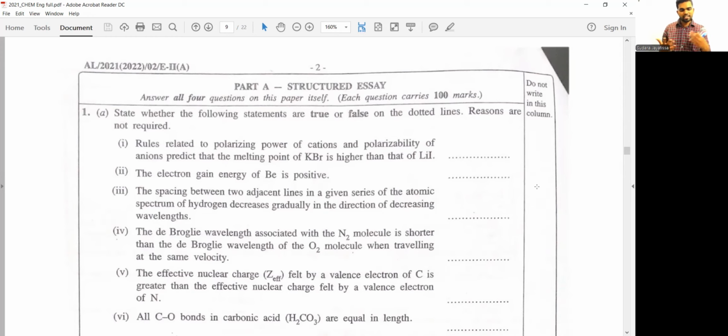Like I said earlier in the 2019 structured essay, if the ionic nature is more, then it is going to have a higher melting point. Understand? So it predicts, it's true, that KBr has a higher melting point because K plus has a lower polarizing power and Br minus has a lower polarizability. If polarizability and power are lower, then your ionic character is higher. Remember like that. So that's the answer for the first one. True. You had to write TRUE in the space.